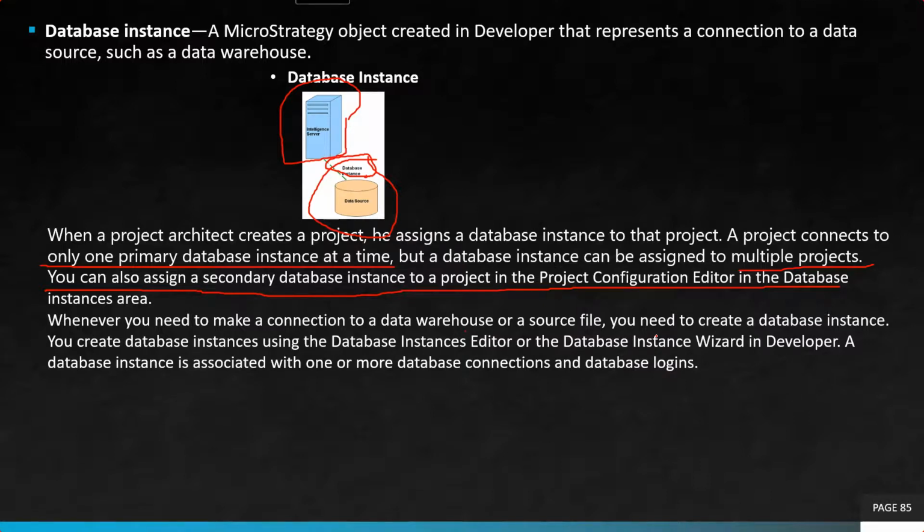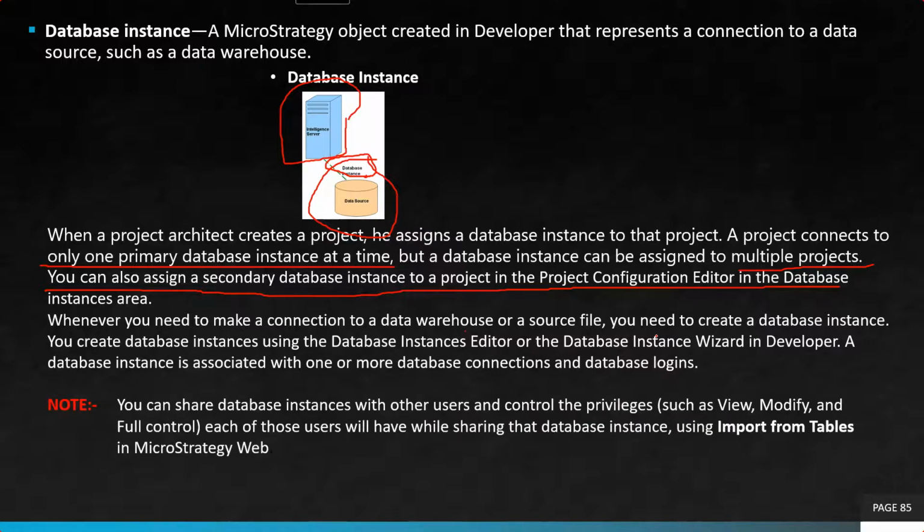Okay, so a database instance is associated with one or more database connections and a database login. You can share a database instance with other users and control it with privileges such as view, modify, and full control. So you can create and configure your database instance in the way, let's suppose you have your analyst. You can just create a database instance and configure it with your project. Particular instance that is configured and assign the privileges only to view the reports or view your dossier.